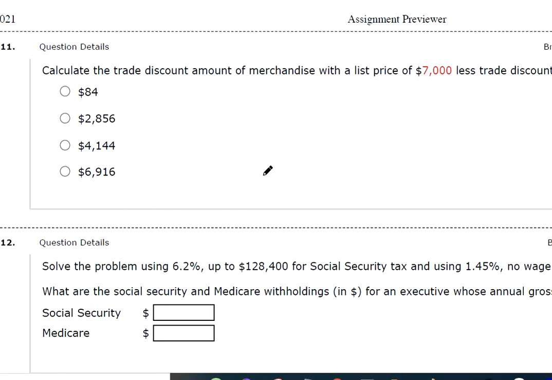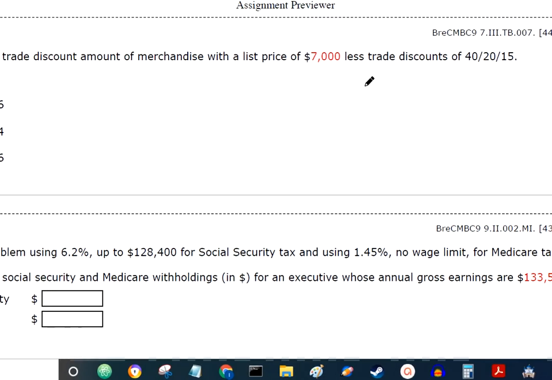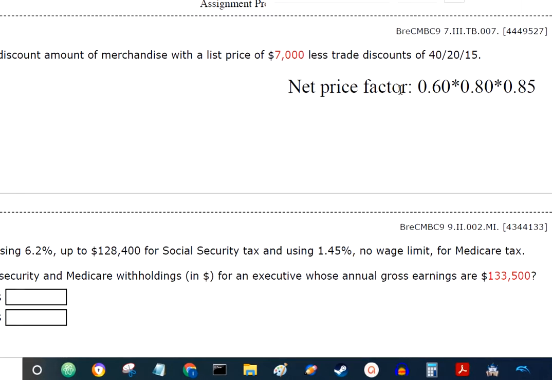Question 11 says calculate the discount amount. In other words, calculate how much we save if we have these chain discounts. Right? So one thing we've done is we calculate the net price factor, which tells us what percentage of the product we pay. And you multiply by each of the individual net price factors. Okay? So I'll explain where those numbers are coming from.